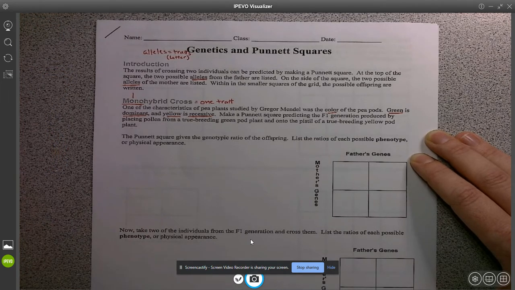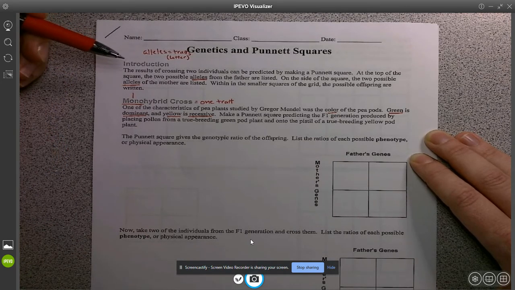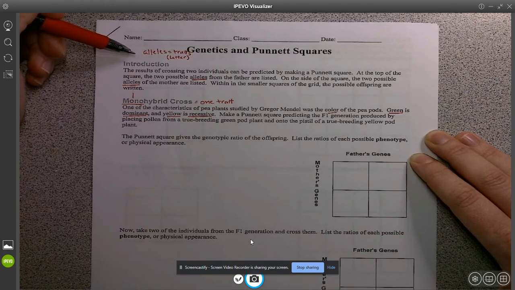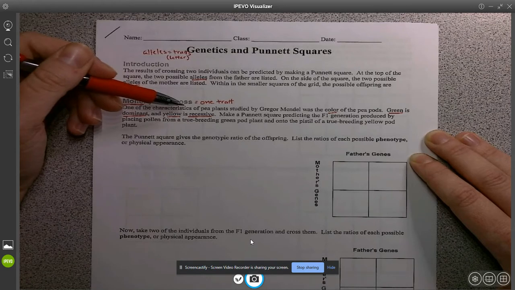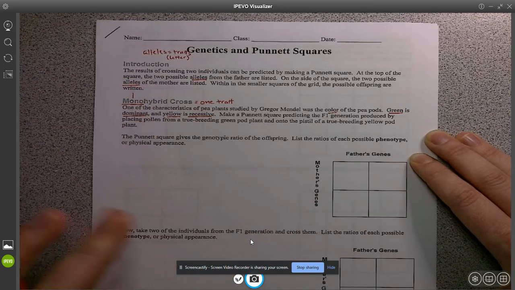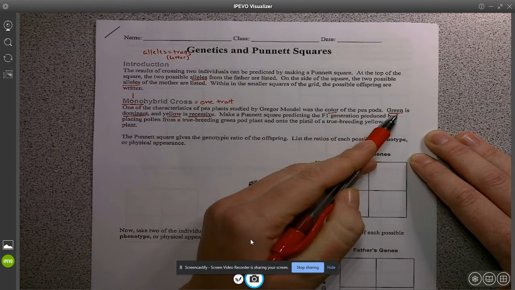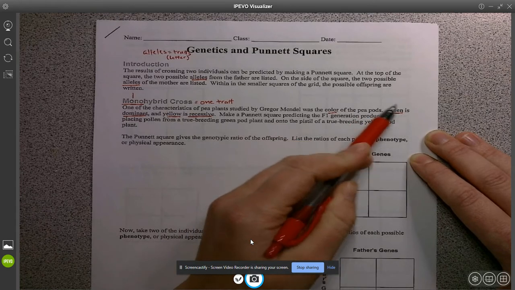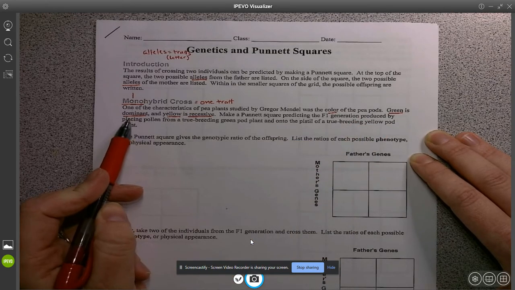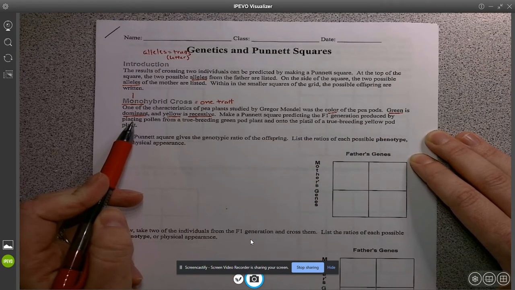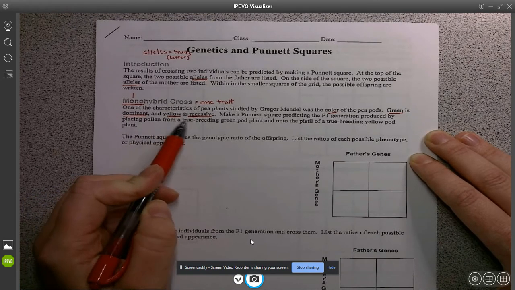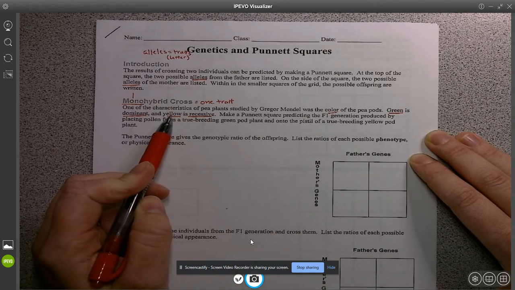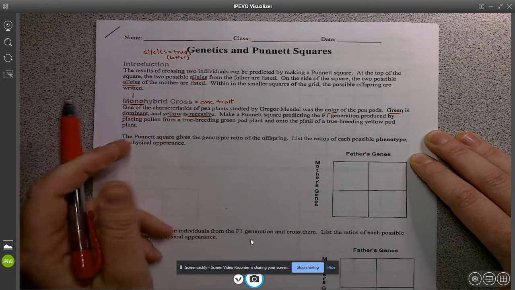So important things I've already gotten written down. I know what alleles are. Remember, those are our traits, or the letters we're going to be looking at. Mono means one, so we're dealing with just one trait that we're going to be looking at. The trait we're going to be looking at is pea pod color, and we have green as dominant. So that's going to be my dominant allele, or my capital letter. And yellow is recessive, so this is going to be my lowercase letter, or my recessive allele.